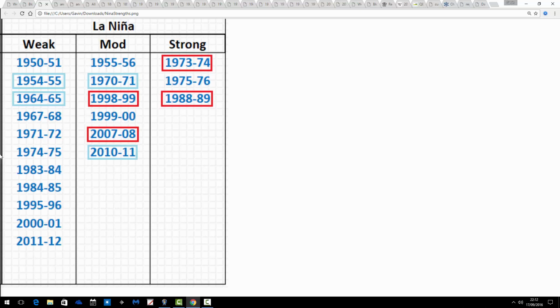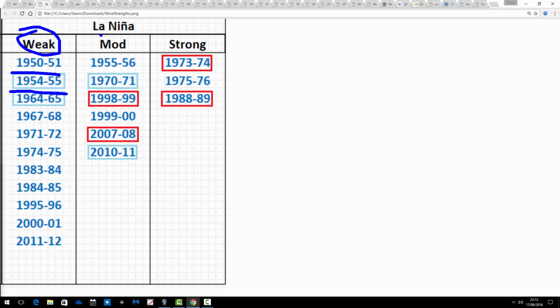So in the weak column here, these are all weak La Nina winters. And the ones we're specifically interested in, of course, are not just the La Ninas on their own, but the La Ninas that are doing the El Nino to La Nina flip. So they had an El Nino in the winter that preceded them, if you see what I mean. Out of the two winters in the weak La Nina column that did that, both of those are cold winters, 1954-55 and 1964-65.